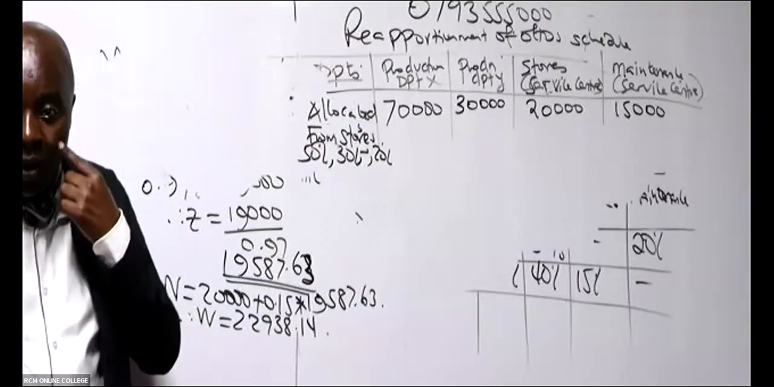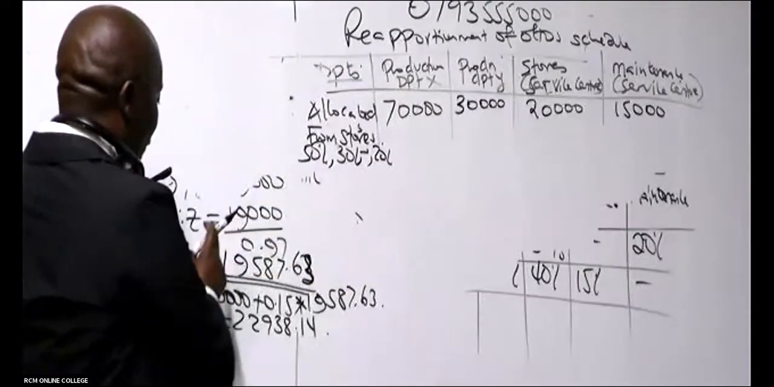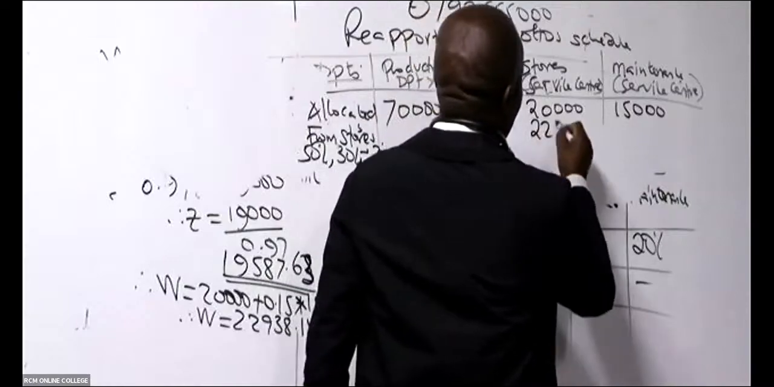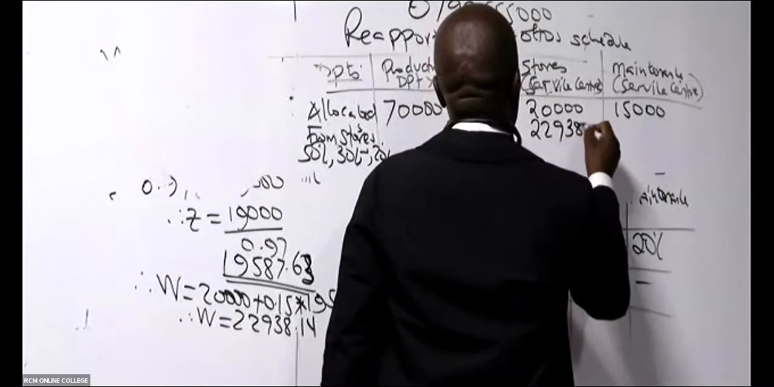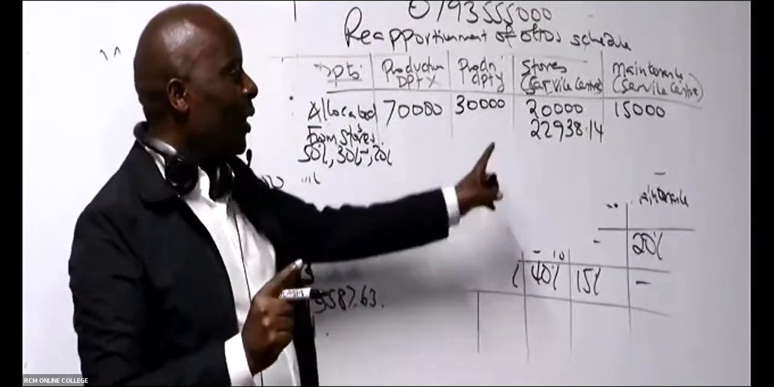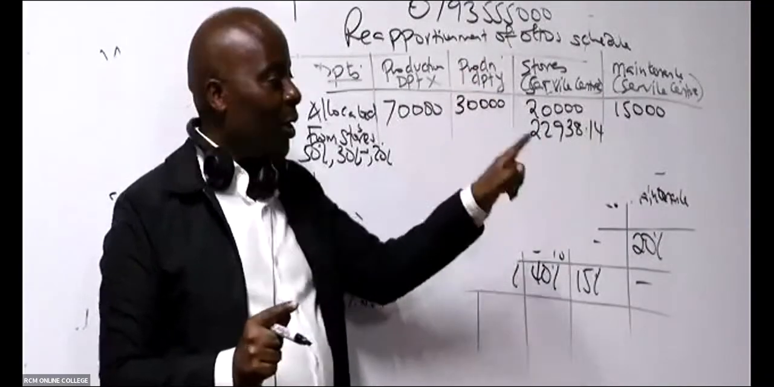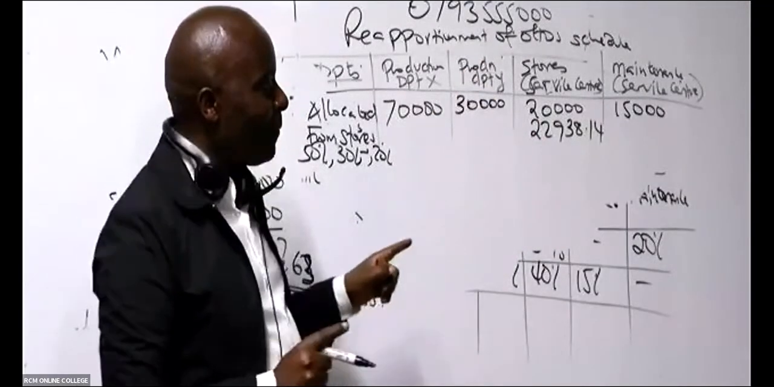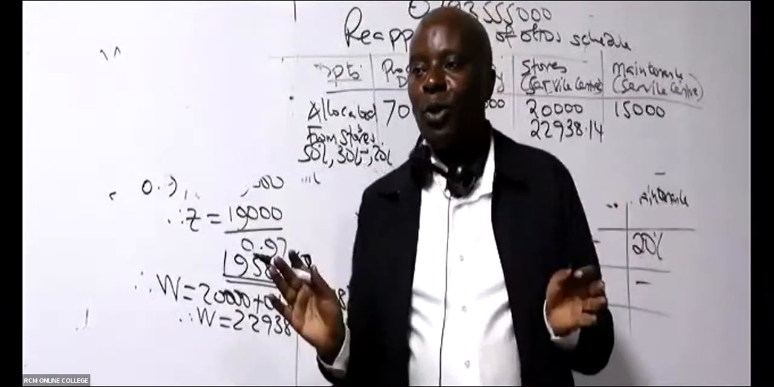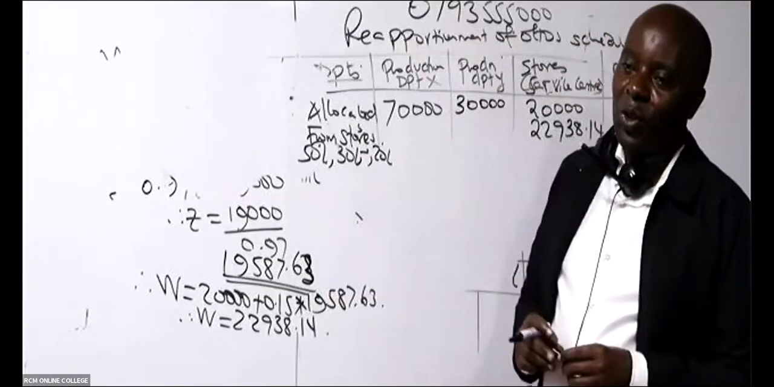20,000. No. Total overhead can never be 20,000. Total overhead was 22,900. What here, somebody? Do you remember? There is a difference between total overheads and allocated. This 20,000 is just allocated. Total, we have been able to calculate it. It is 22,938.14. That is the total that we would want to apportion to all the other departments now using these percentages.